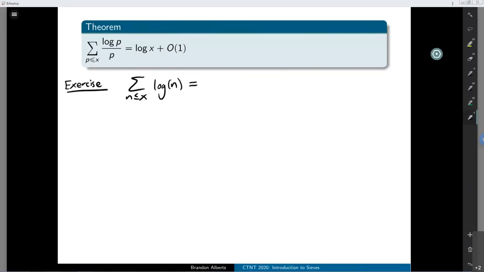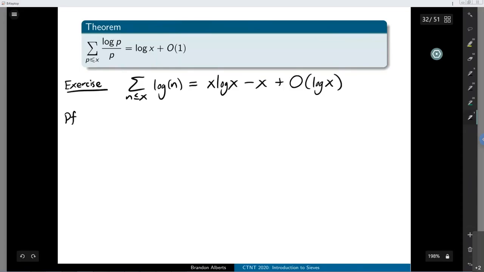The sum of log n for n less than or equal to x. It's got a main term of x log x, a secondary term of minus x, plus an error term that's no bigger than log x. So we're going to assume this. And once again, this is a good exercise for working with Abel summation. This is something that you can prove using Abel summation.